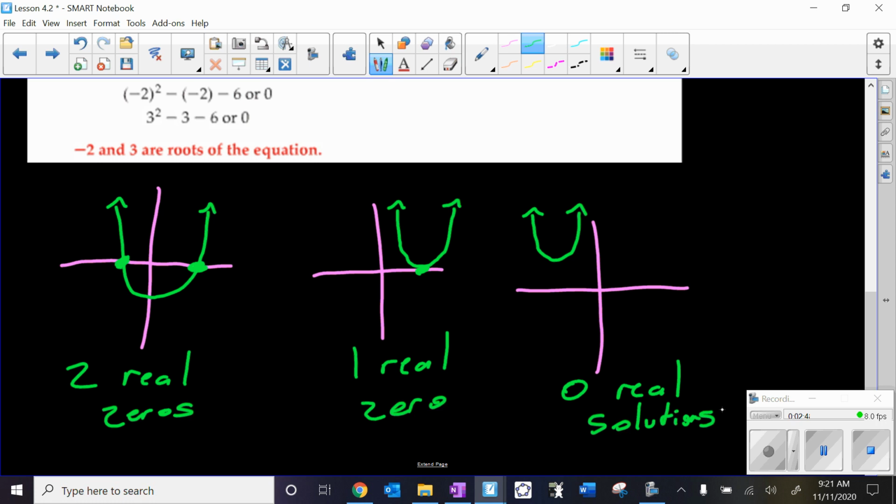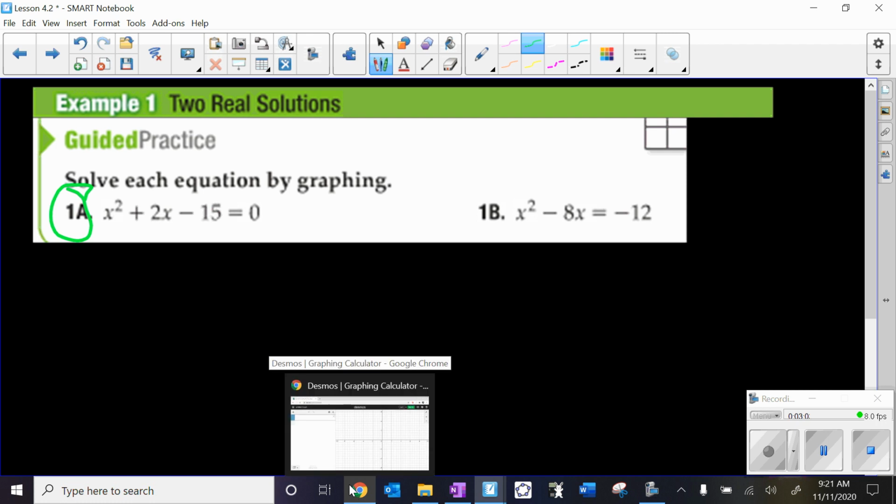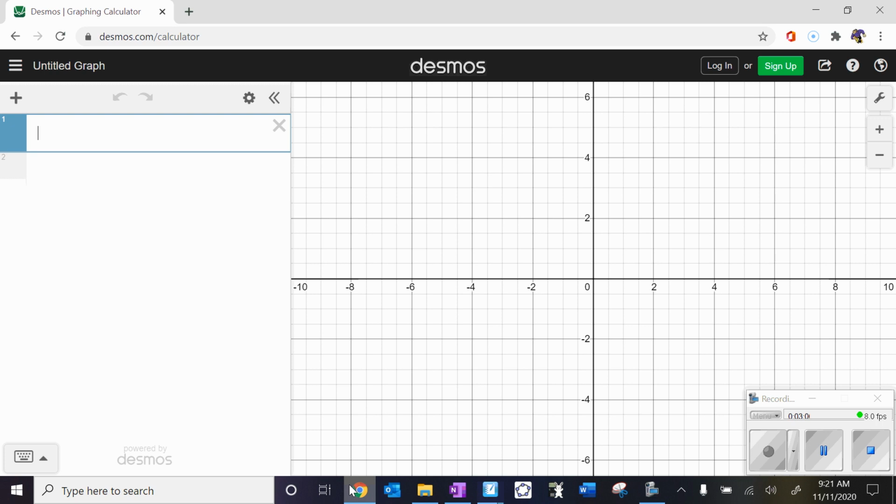So let's do a quick example of how this would look. We're going to use some technology. So we're going to focus our attention on 1a. And I want to solve this thing by graphing. So I'm going to go to Desmos to do this, and you guys can do the same. I'm going to type in x squared plus 2x minus 15.